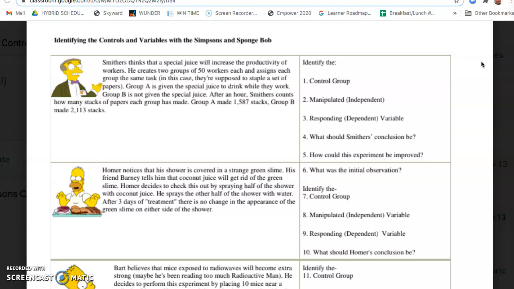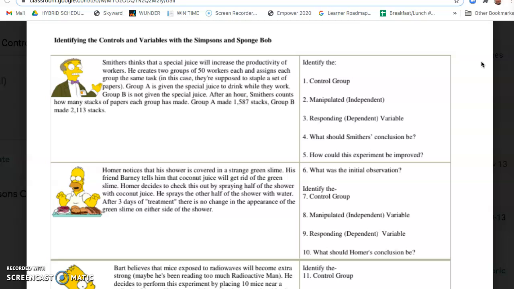The responding or dependent variable is what is supposed to improve with what you're testing. So what should we get for more productivity? What should Smithers' conclusion be? Well, in this case, he's got Group A and Group B. Group A's got the special juice. Group B does not have the special juice. Which one of those groups was a little bit more productive?